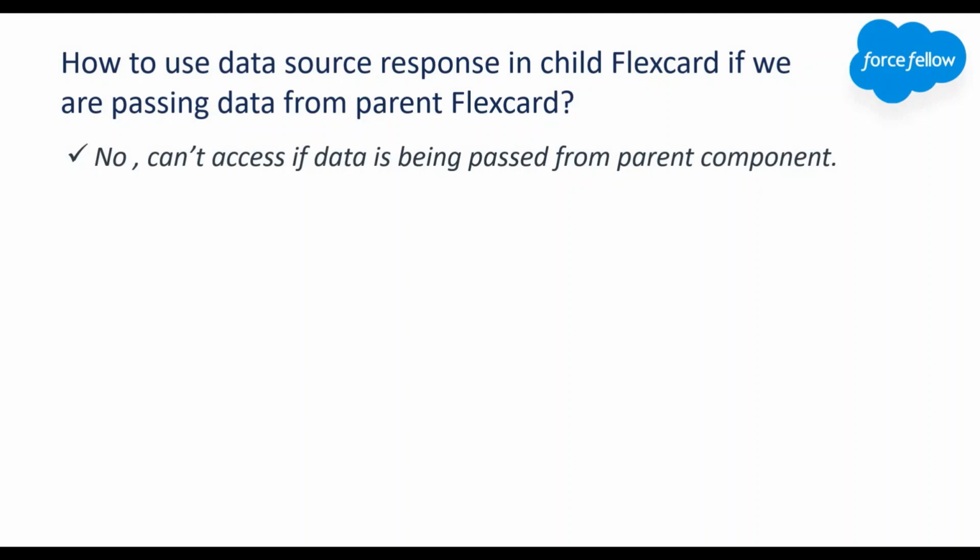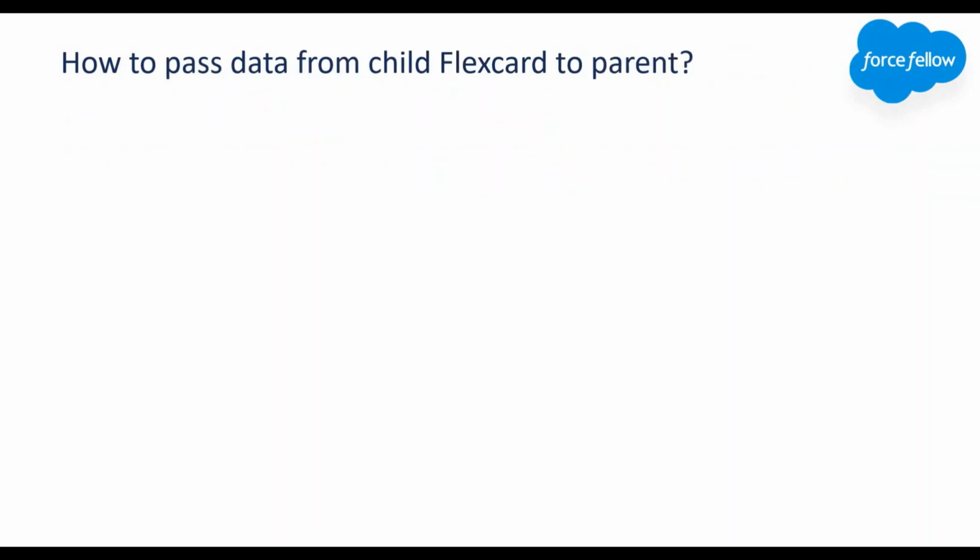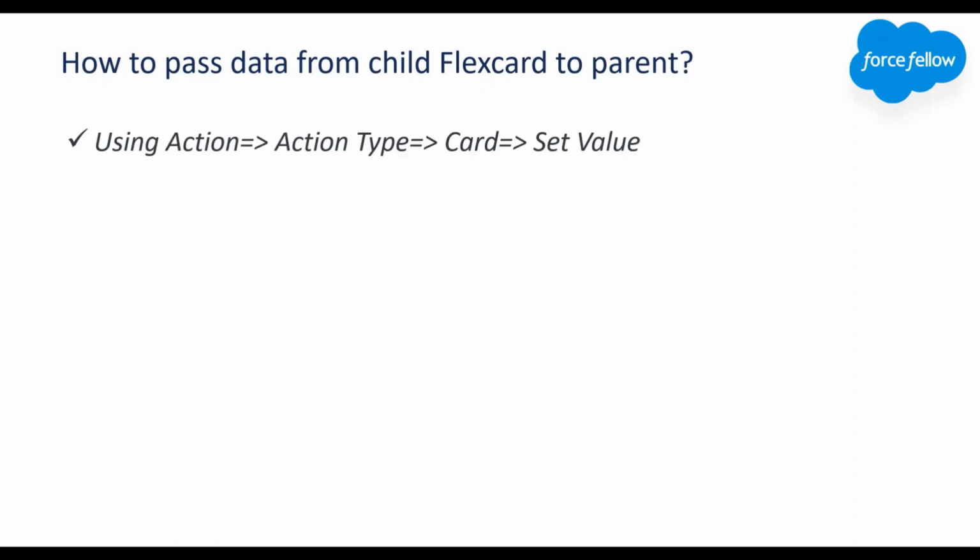Okay. Now next question we have, how to pass data from child Flexcard to parent Flexcard. Then we can say we can pass data from child Flexcard to parent Flexcard using action. Though I never tried this approach, in action type we have an option card and we can perform certain operations with that card, like reload, remove, set value and update data source. So using set value option we can send data from child Flexcard to parent Flexcard. So in nutshell, using actions we can pass data from child Flexcard to parent Flexcard. Okay.